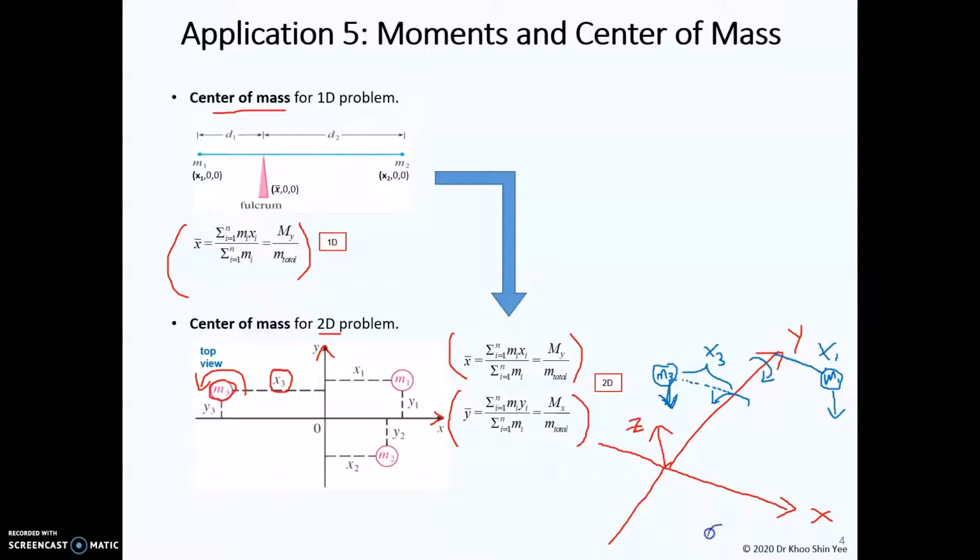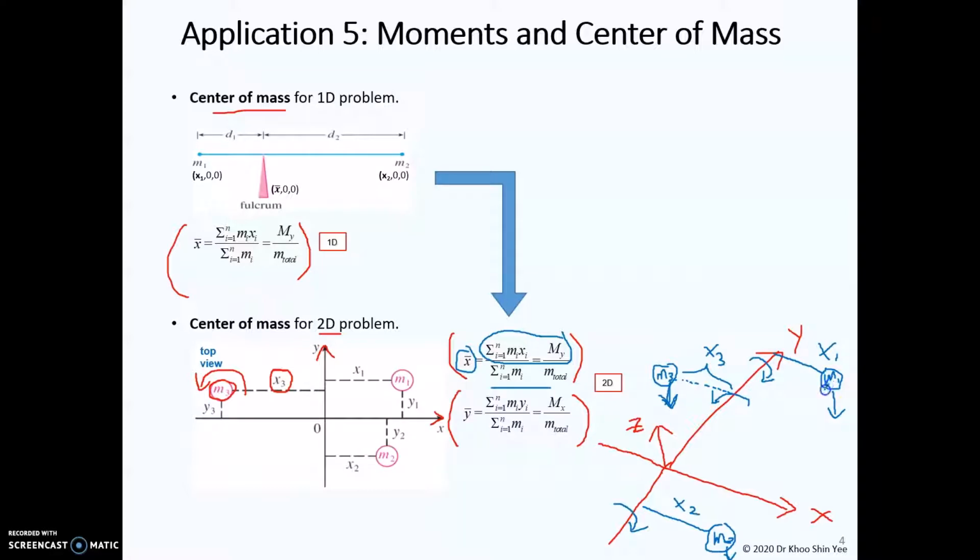So you can continue for the mass 2, which is located here. The force is acting down, and this is the distance x2. So m2 x2 gives you the moment rotating in this direction. So all of these moments here, you can take the summation in this form. And if you divide it with the total mass, mass 1, mass 2 plus mass 3 in this case, then you obtain the x bar.